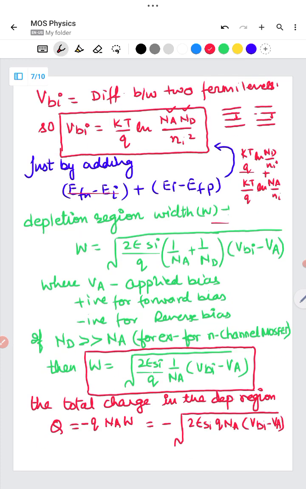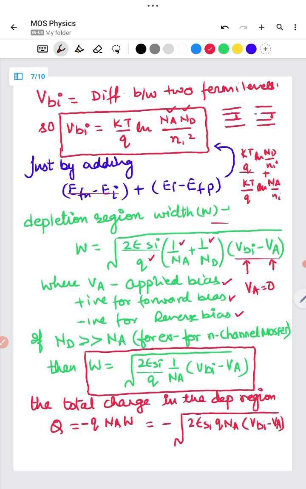W equals square root of 2 epsilon_Si divided by q, (1/NA plus 1/ND), (VBI minus VA). Here VBI is the built-in potential which you just now calculated, kT/q ln(NA ND/NI²), and VA is the applied voltage, if any. If there is no voltage at equilibrium, VA will be 0. So W will be 2 epsilon_Si divided by q, (1/NA plus 1/ND), VBI. That's it. VA is the applied voltage, positive for forward bias, negative for reverse bias.